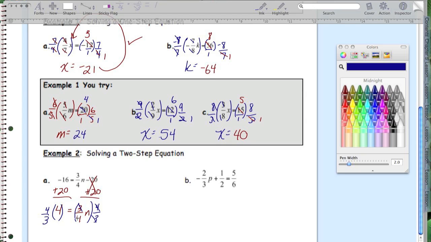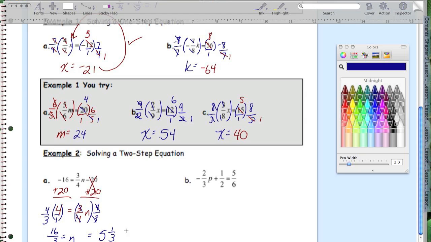3's cancel, 4's cancel. And over here, I have 4 over 3 times 4 over 1. Nothing is going to cancel, so I just multiply straight across. 4 times 4 is 16. 3 times 1 is 3. So I get n is equal to 16 over 3, which as a mixed number would be 5 1/3.